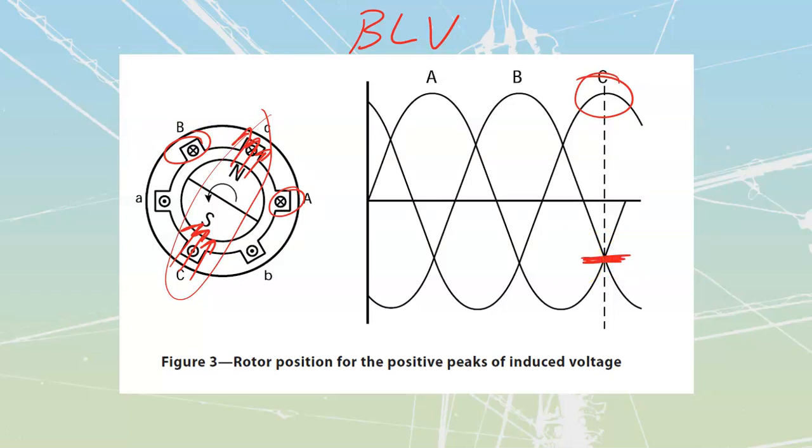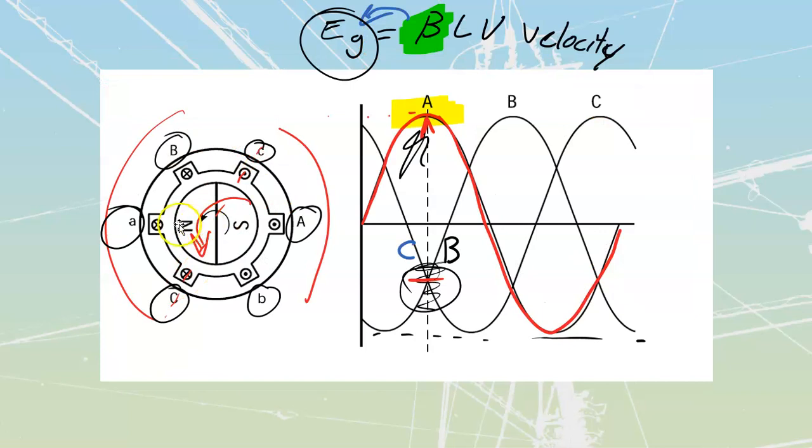One other thing that I just want to note about all three of these drawings is that I'm aligning my north pole every single time with the lowercase letter. So lowercase a results in a positive A voltage.